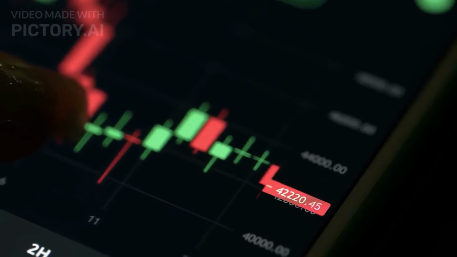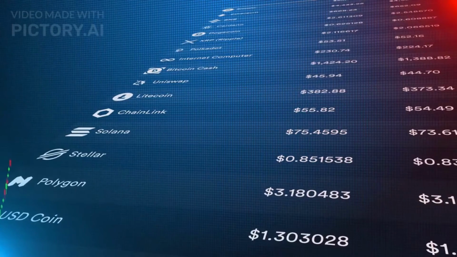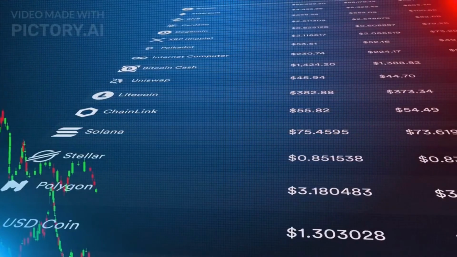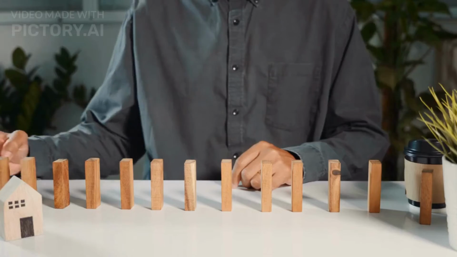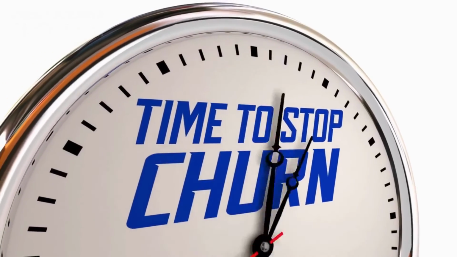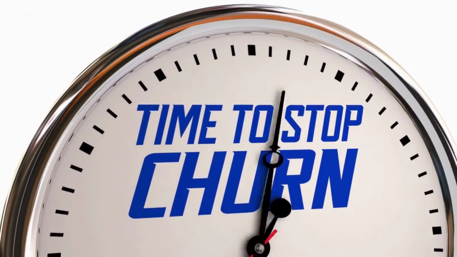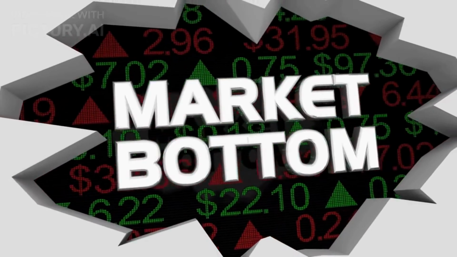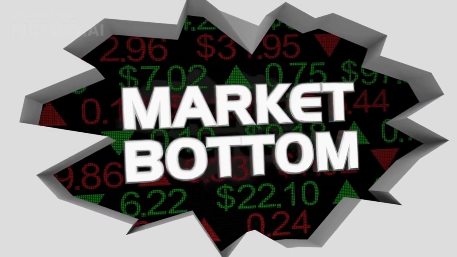Part 4. Risk management. No matter what trading strategy you use, there will always be some level of risk involved in crypto trading. That's why it's essential to have a solid risk management plan in place. One key aspect of risk management is setting stop-loss orders. These orders automatically sell a cryptocurrency if it reaches a certain price point, which can help limit potential losses.